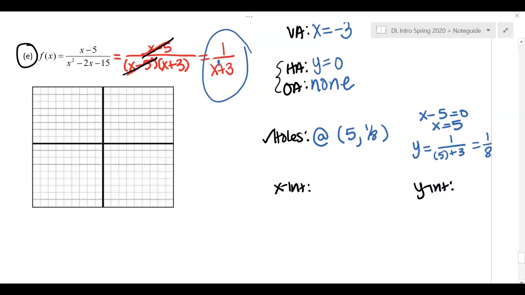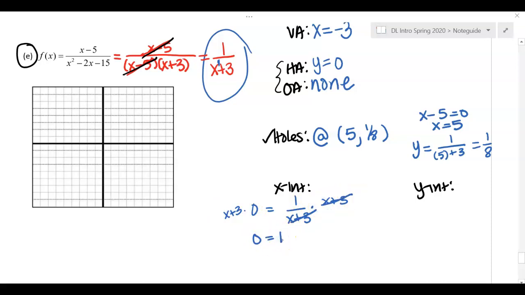And now we're going to look to find our x-intercepts and y-intercepts. So for our x-intercept, remember how we like to solve these? Multiply both sides by that factor in the denominator. And on the left side, it's still 0. On the right side, those cancel out.